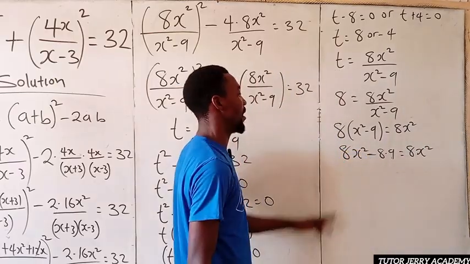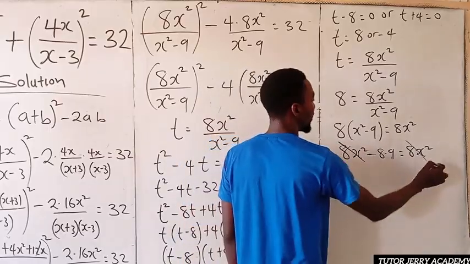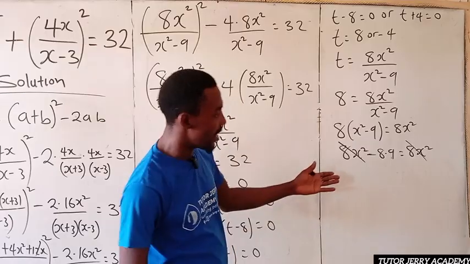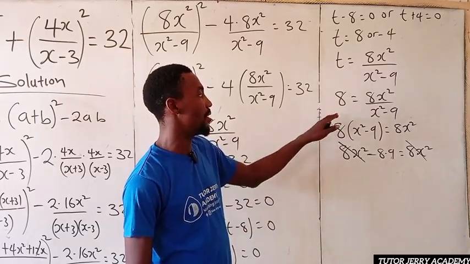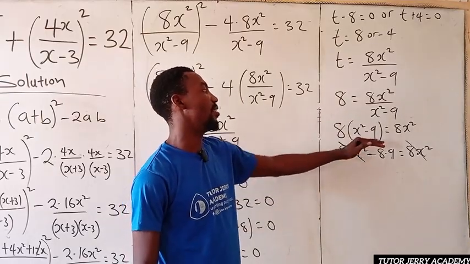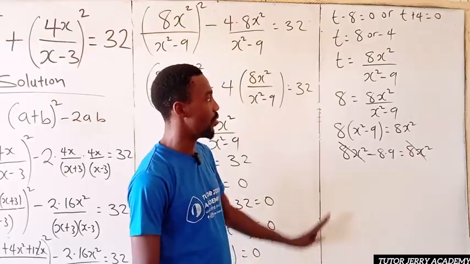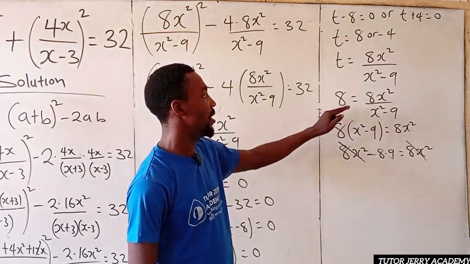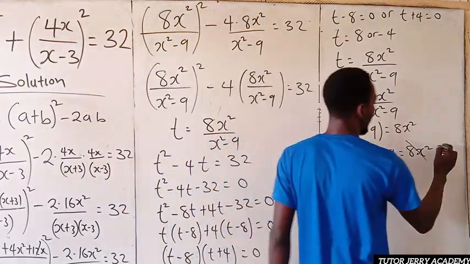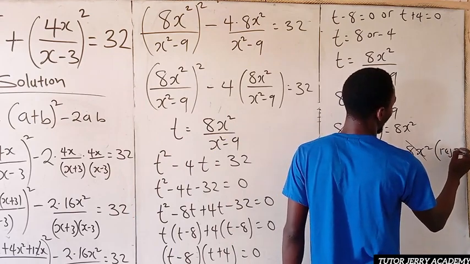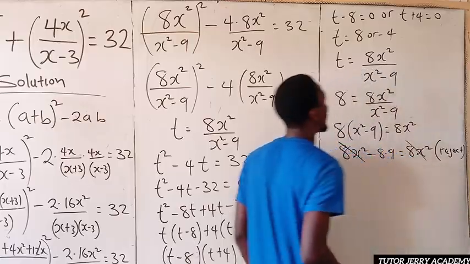If you look at this now, 8s squared will cancel out 8s squared. So it means that when t is equal to 8, this equation does not exist. So we are going to reject such. We are not going to pick t to be 8. We are going to reject this.